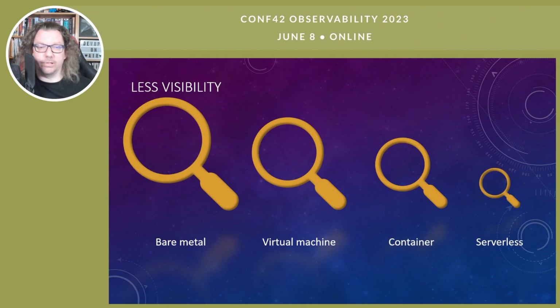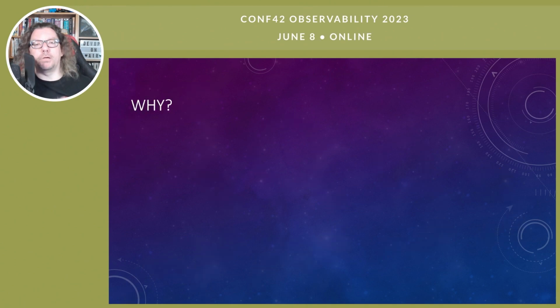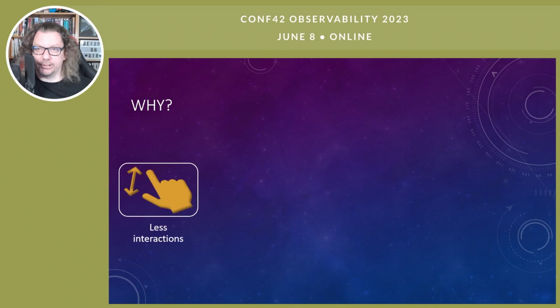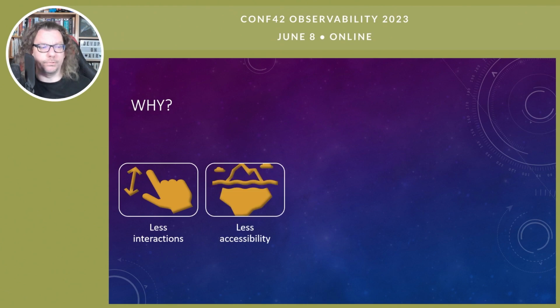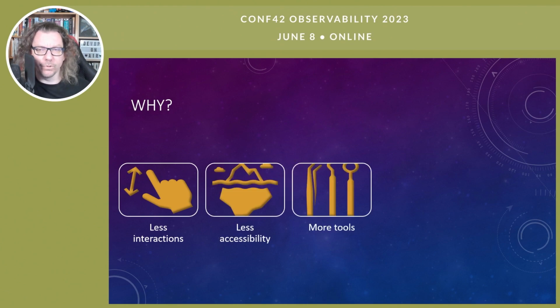And finally, we have serverless. And in serverless, we deliver the code, we deliver the information about what the endpoint of the API is and what it should do, and that's all. We don't see anything else, right? And why is that? Because we have fewer interactions with the systems through the whole scope of the system. We have less accessibility to the system. We have more and more tools.